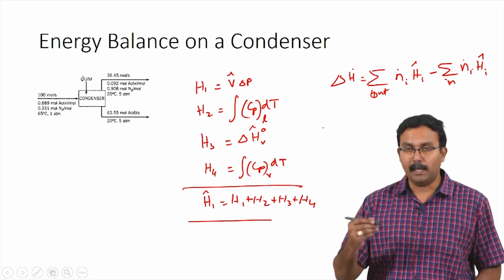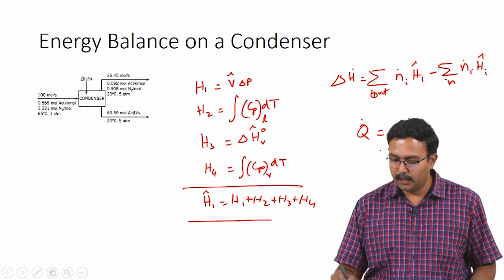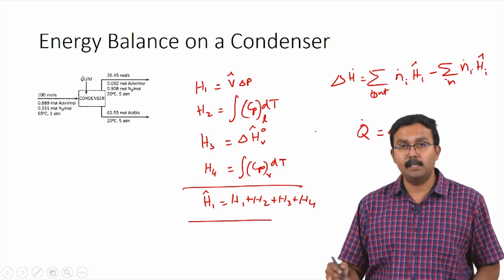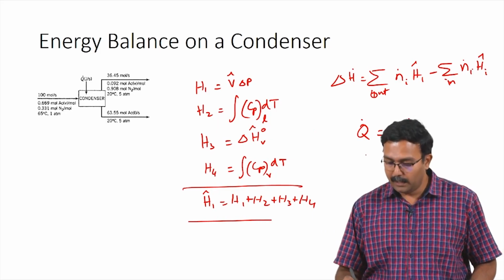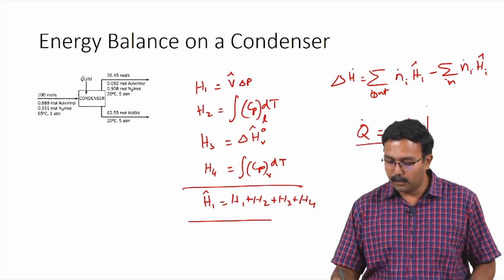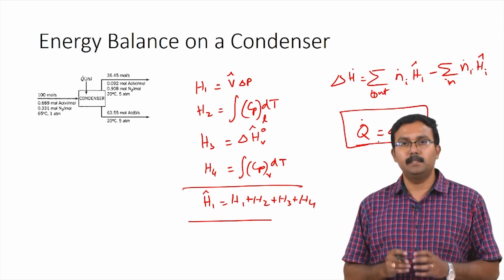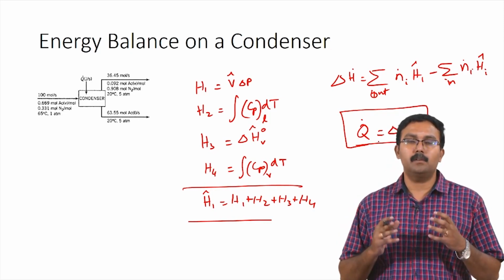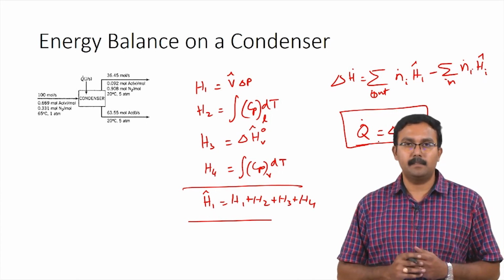So, substituting it back into the equation we had, which is Q dot equals delta H dot. This is the energy balance equation we came up with after we cancelled all the 0 terms, and we end up calculating the value for Q dot using this simple equation. So, this is the overall procedure for performing calculations to get energy balances done.